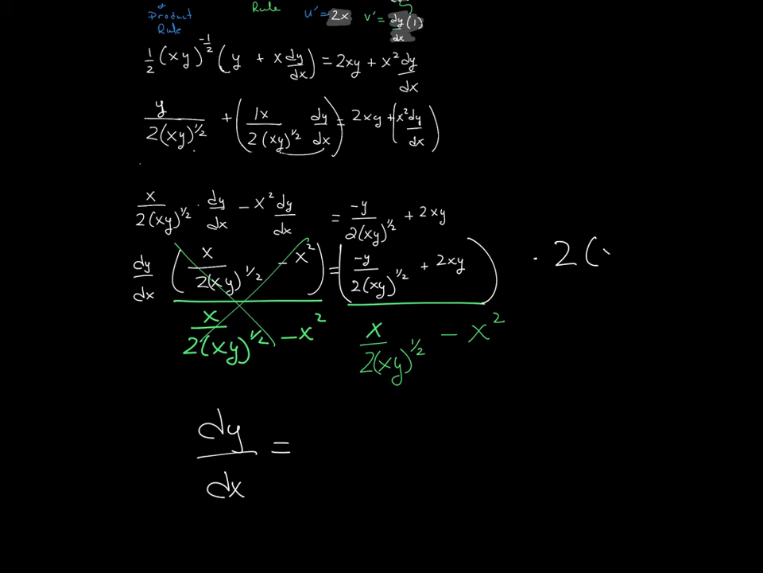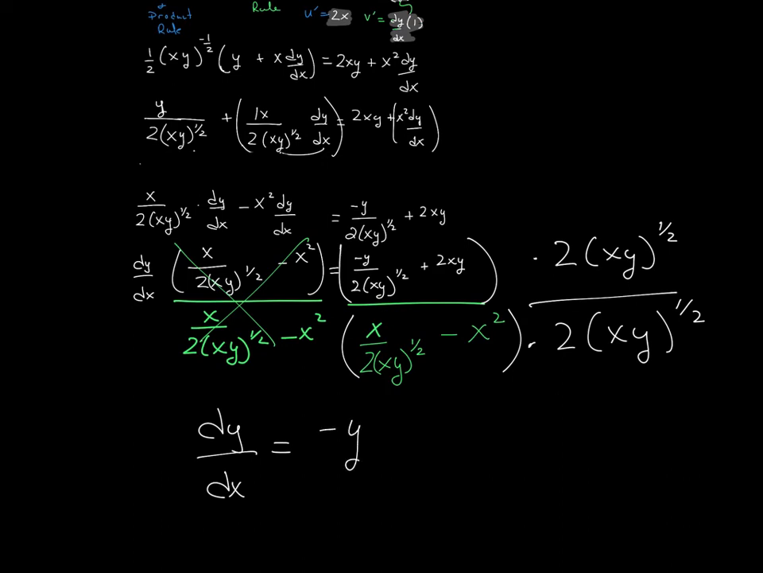So I want to multiply all of the numerator times 2xy to the 1/2 and all of the denominator by 2xy to the 1/2. When I go through and multiply 2xy to the 1/2 here, the numerators and the denominators cancel out, and I'm just left with negative y.